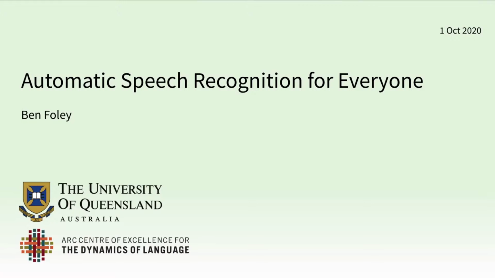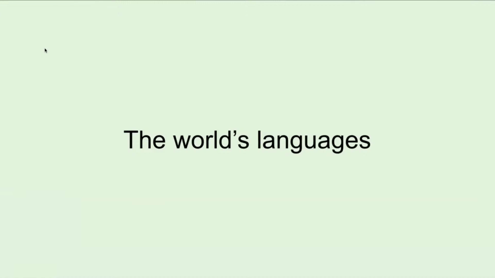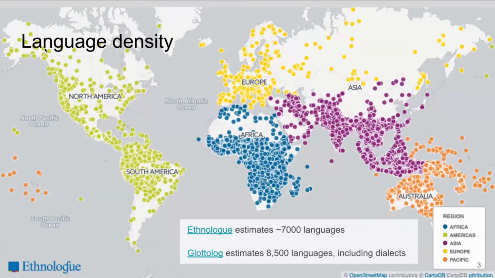So today, automatic speech recognition. At first, a bit of context. The world has many languages. This image shows the density of languages across the globe. The colours don't represent language families, they're just showing the groupings of languages on different continents. But we can see that there's an incredible density of languages on our planet.